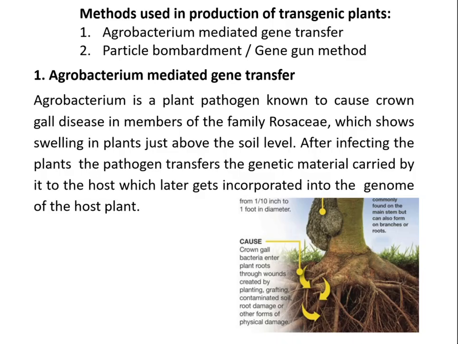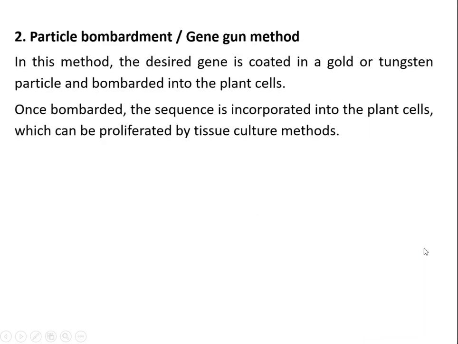After infecting the plants, the pathogen Agrobacterium tumefaciens, which is responsible for causing this disease, transfers the genetic material carried by it. It acts as a vector, and the genetic material will be incorporated into the genome of the host plant. As a result, the host plant already has some genetic material, and that is mixed with the newly carried genetic material. So the two genetic materials mixed together cause a disease, and it shows different characteristics.